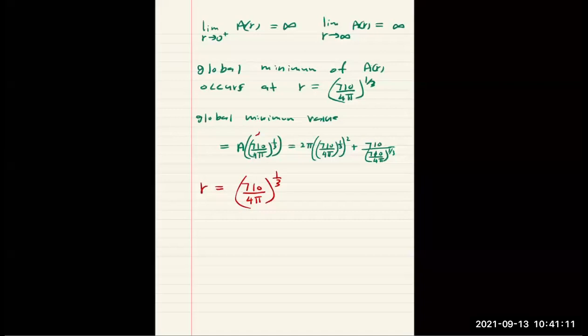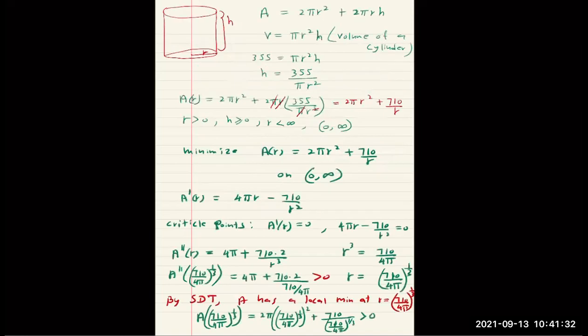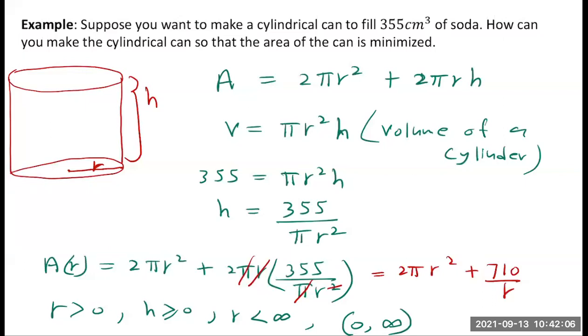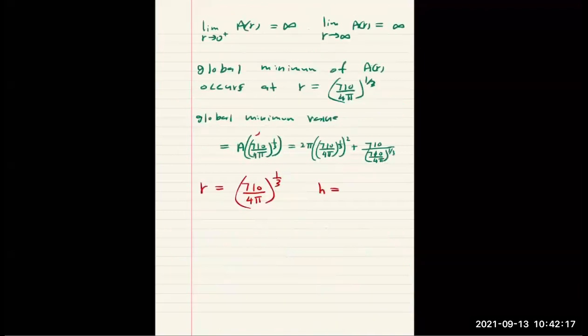So the question asks, how can we make the can so that the area is minimized? So we have to make the can so that the radius of the cylinder is this much. The value of the radius is this, and what about the value of the height? How do you find the value of the height once you know the value of the radius? I can use this equation. I know that h is equal to 355 divided by pi R squared. Okay. So I'm going to copy it over here.